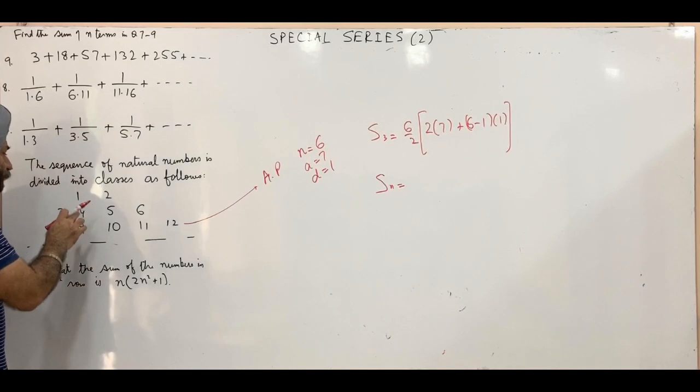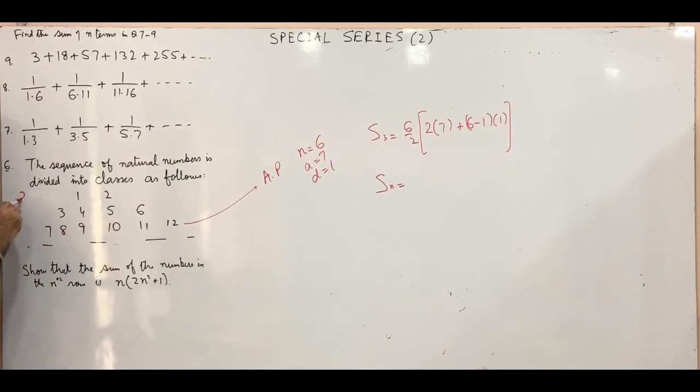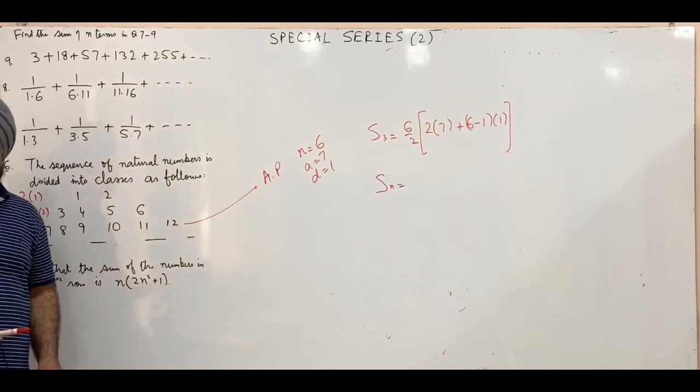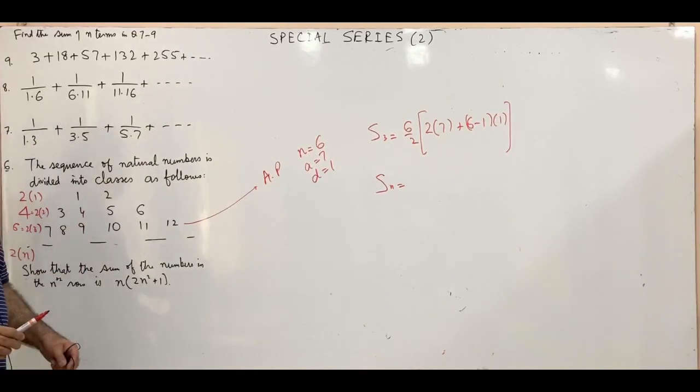in the first row we have two numbers. In the second we have 4. So this can be written 2 into 1. 4 in the second row is 2 into 2. Third row we have 6 numbers, that's 2 into 3, and in the nth row we will have 2 into n numbers. So number of numbers is 2 into 1 in the first row, 2 into 2 in the second row, 2 into 3 in the third row, 2 into n in the nth row. And what type of numbers are there? These are numbers in AP with common difference of 1.